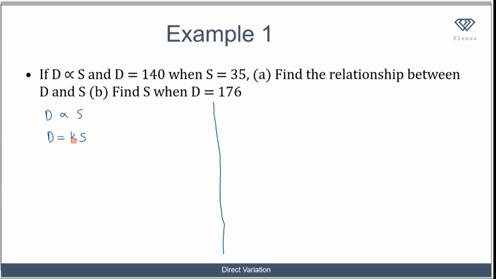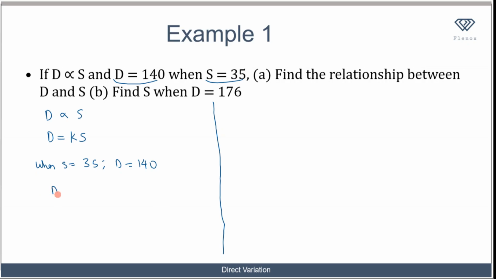In the question, we'll be given an instance. And what do I mean by an instance? We are told that when D is equal to 140, S is equal to what? 35. So D is equal to 140 when S is equal to 35. So we know that when S is equal to 35, D is equal to 140. So we can use this instance to find the value of K.